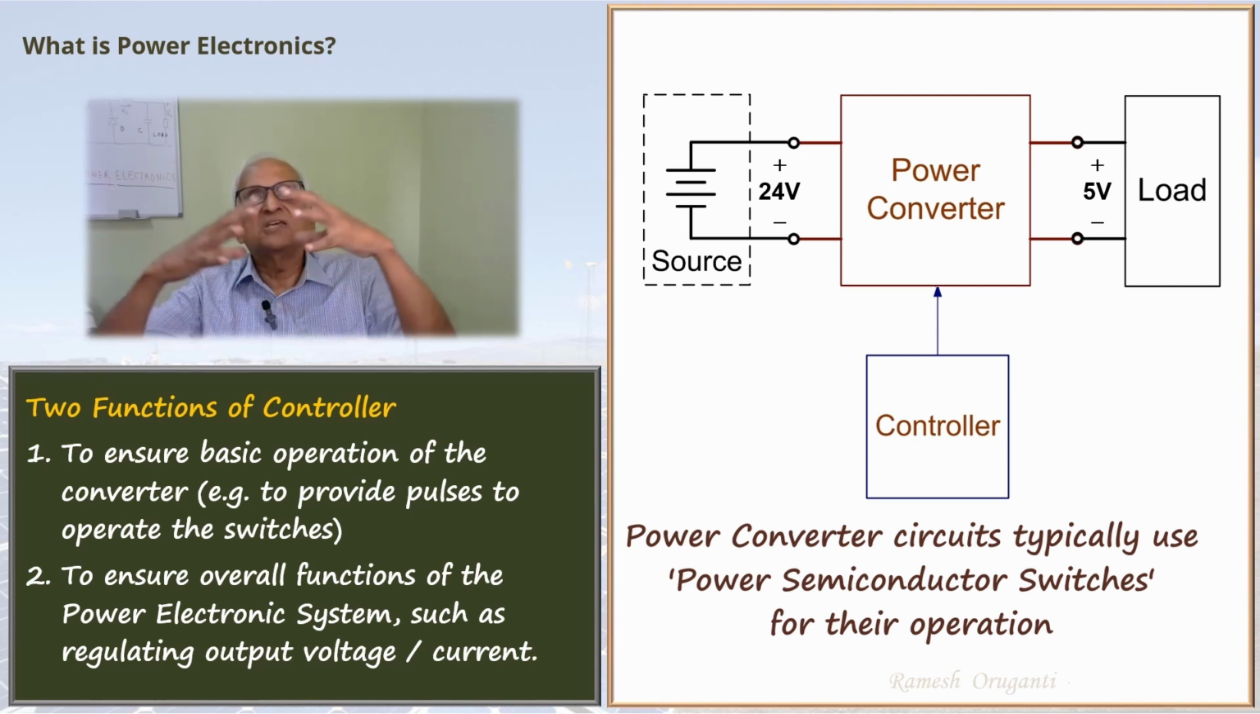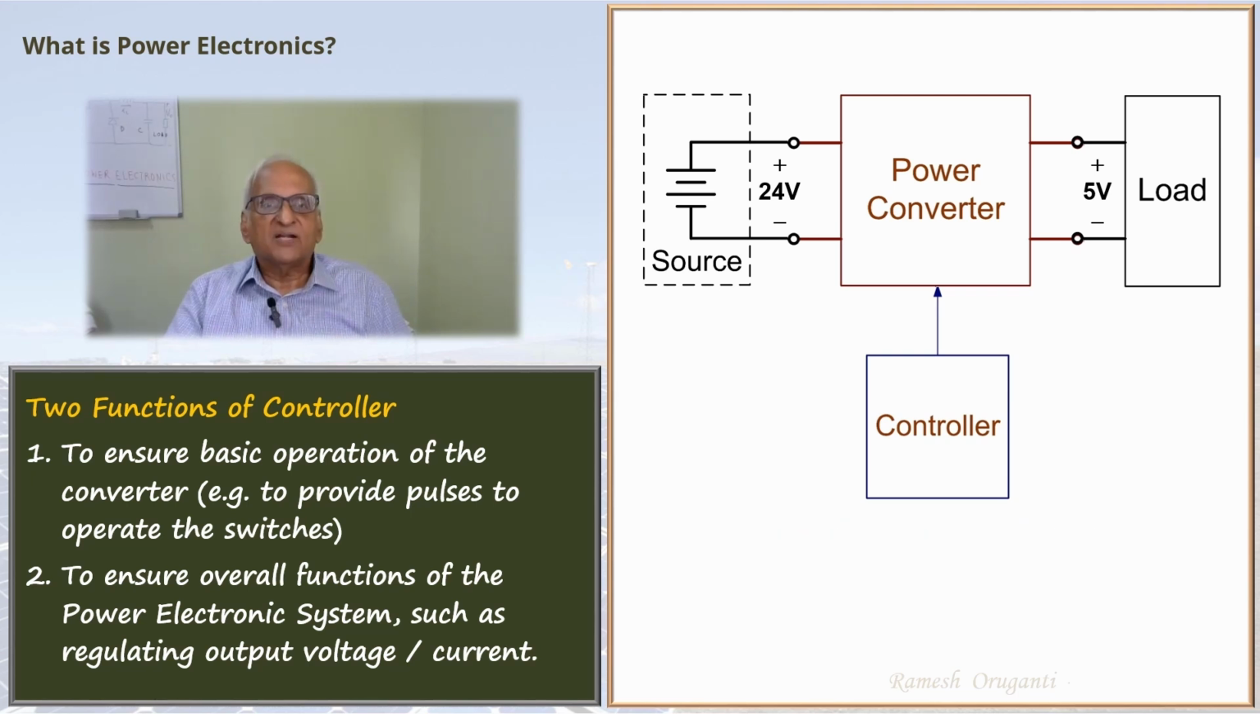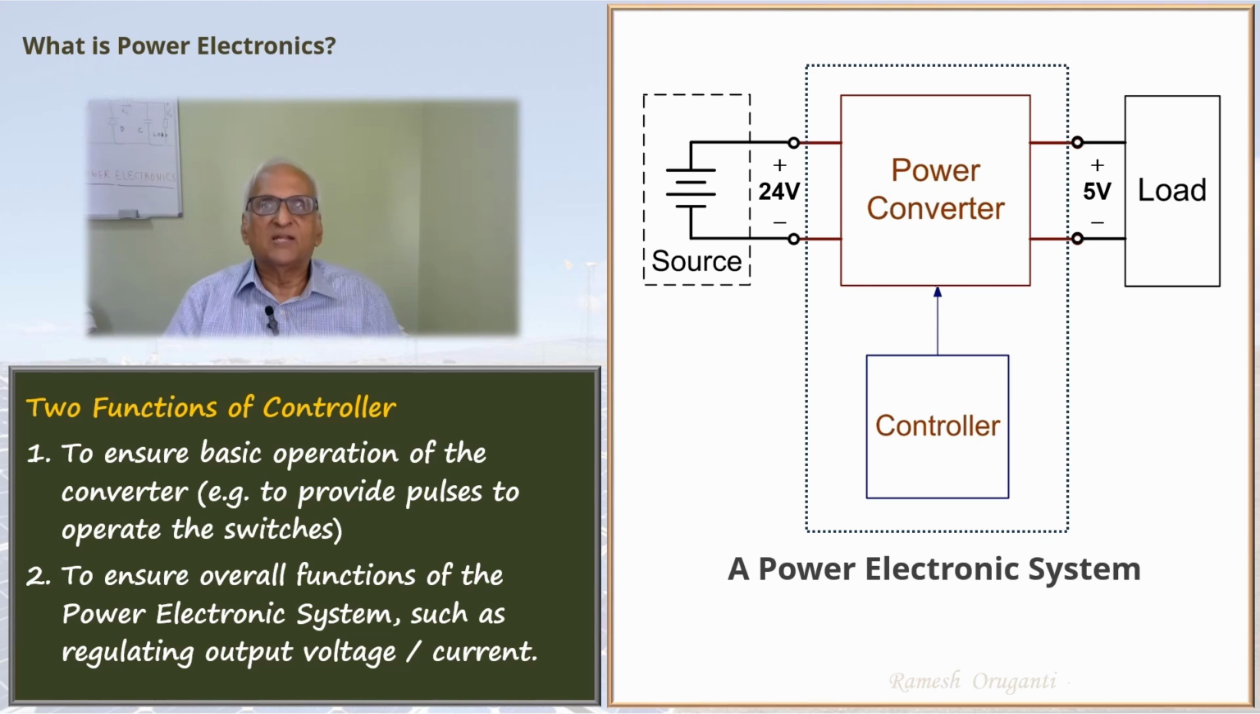So this is the overall system level functionality. The controller does two functions. One is to ensure the basic operation of the converter, and another is to ensure that the overall aims and goals of the system are achieved. The power converter and the controller put together, usually in many cases, will be the power electronic system, the power electronic equipment, if you will.